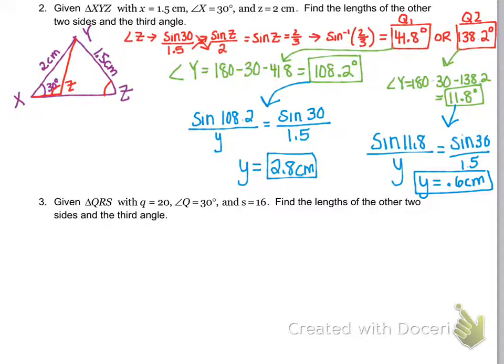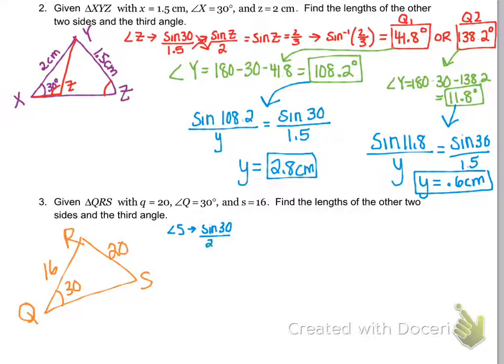Okay, number 3. So in number 3, if we have QRS, we know that side S is 16, side Q is 20, and angle Q is 30. Okay, so first thing I'm going to do is find angle S. So I'm going to use the law of sines to do that. So for angle S, I'm going to use sine of 30 and 20, because those are the two lengths and angles I have, equal to sine of S, which I'm solving for, over 16.